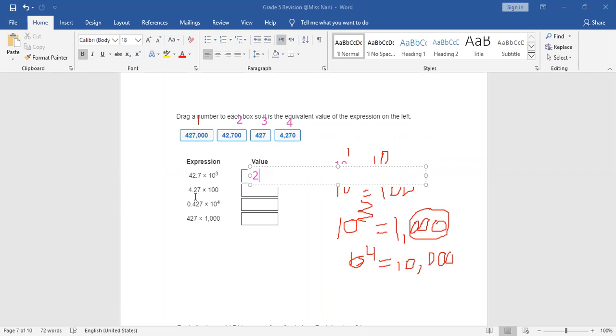So 0.427 multiplied by 10 to the power of 4, which is 4 zeros. Here I have 1, 2, 3 places, and only 1 more, so that will be 4. And here I have 427 multiplied by 1000, which is number 1.